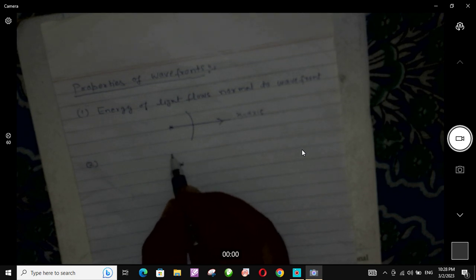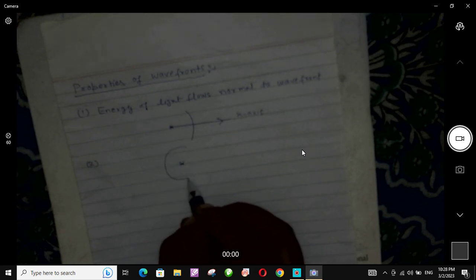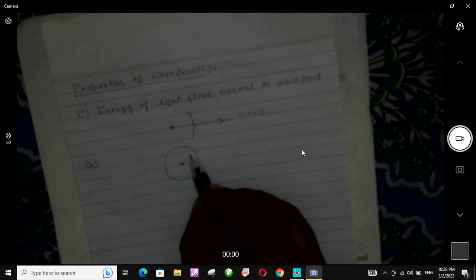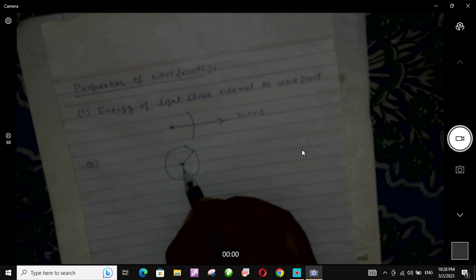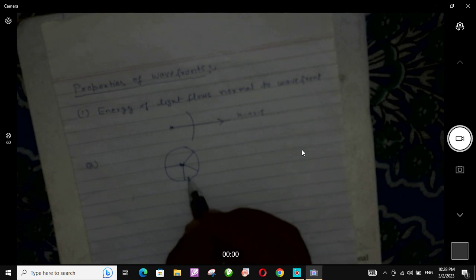सेकंड प्रॉपर्टी जो हमारे पास होती है, we can say that if there is some source of light and light flows uniformly in all the directions, so that is known as the isotropy of space. So we can say that in each direction light travels equal distance in equal interval of time.